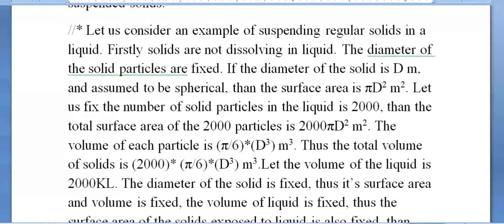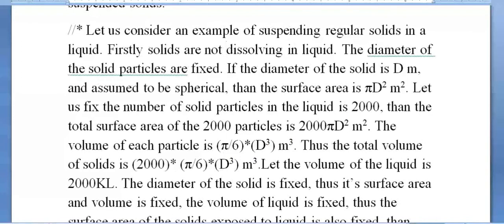Let us think that the diameter of the solid particle is equal to d meters, and assume that it is a spherical particle. Then the surface area will be 4 pi r square, which becomes pi d square. Meter square is the unit. Let us fix the number of solid particles in the liquid as 2000. One numerical you can take; if the size is less, you can go for 20,000, whatever. A numerical which is fixed, okay, 2000.